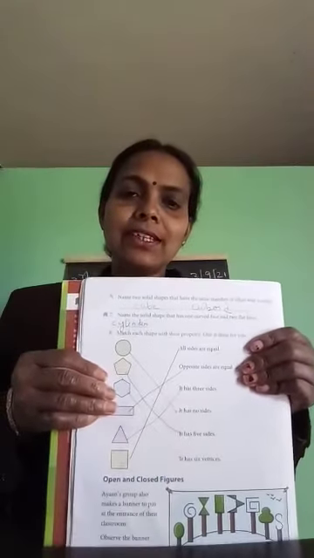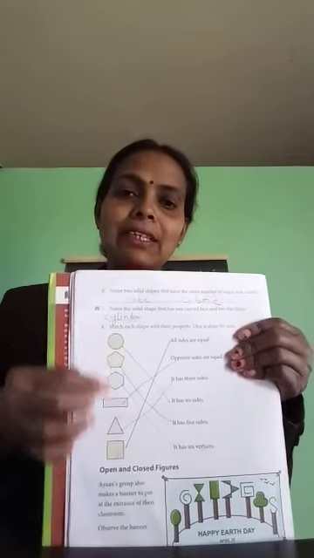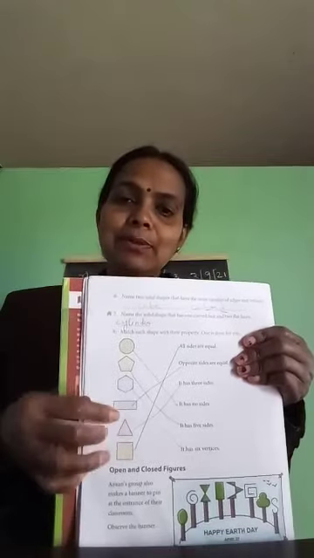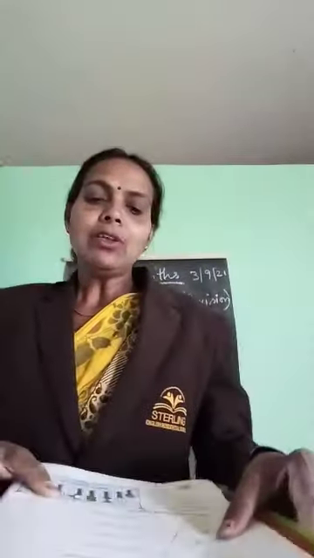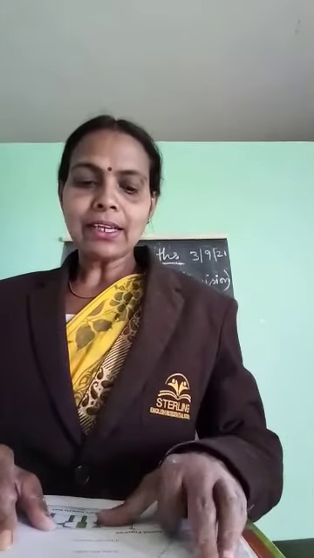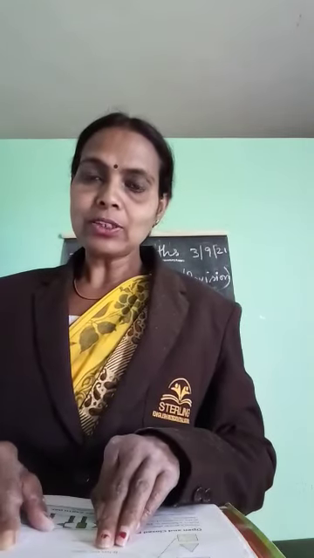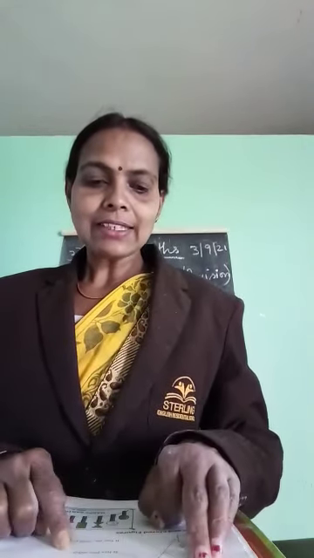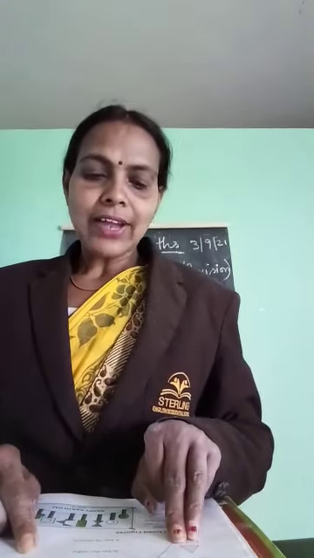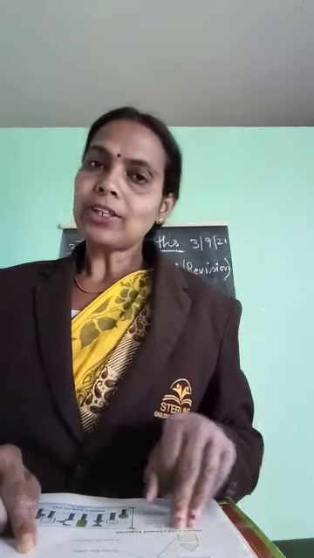Now, children, take out your textbook and open page number 8. So here you can see many plane shapes. Now I taught you both 2D shapes and 3D shapes. Here plane shapes are there and their properties are given to the right hand side. You have to match this one. Circle, it has no sides. Pentagon, it has 5 sides. Hexagon, it has 6 sides. Rectangle, opposite sides are equal. Triangle, it has 3 sides. Square, all the sides are equal.